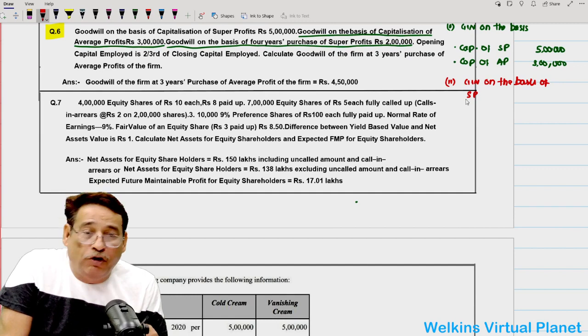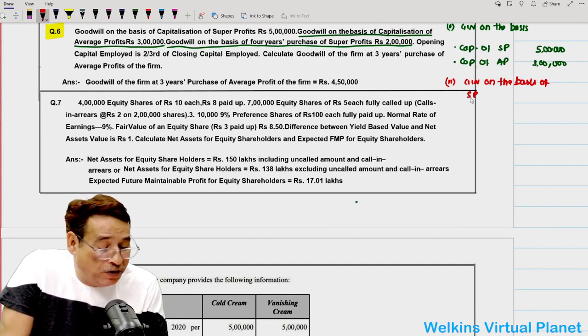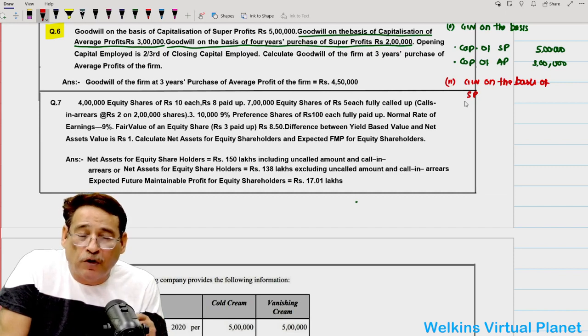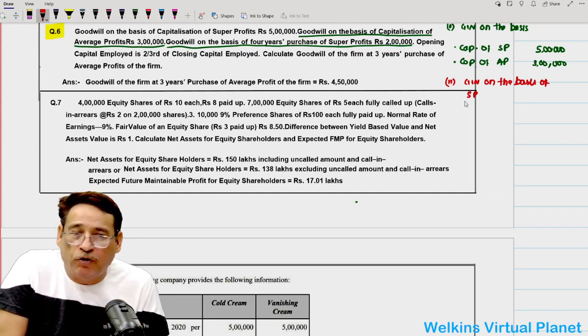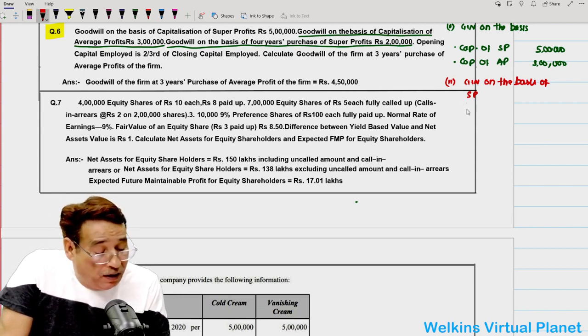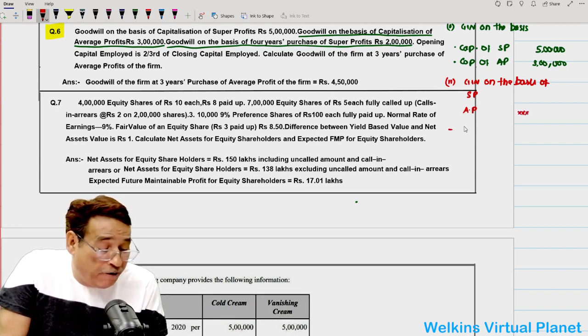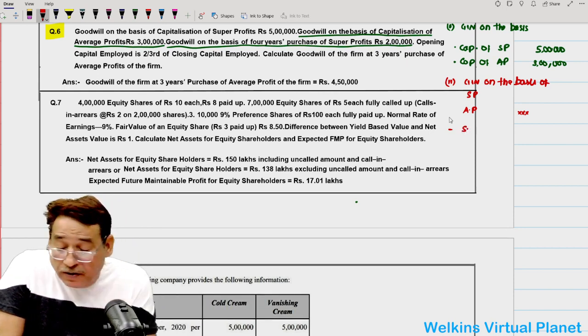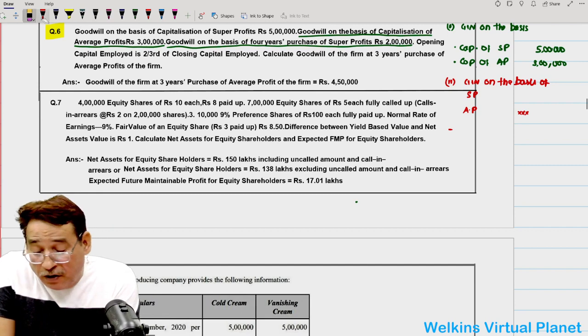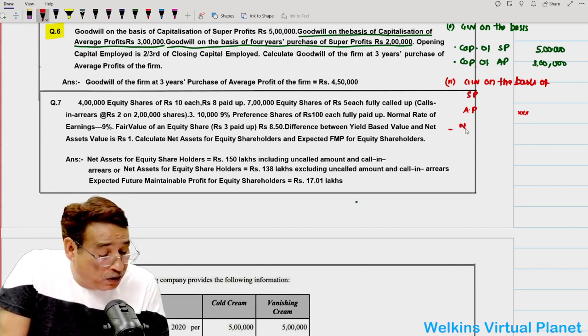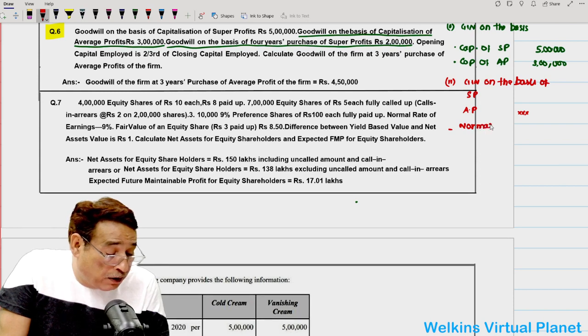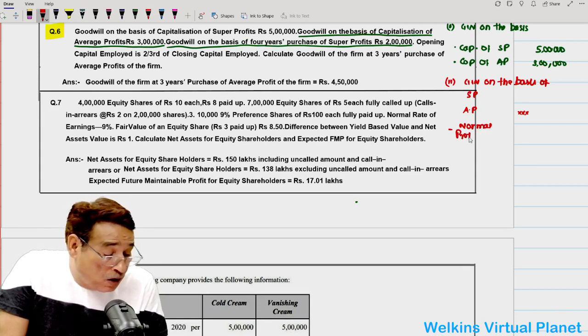If I am going to compute goodwill on the basis of super profits at 4 years purchase, that means first of all I must have computed super profits, and then I must have multiplied it with 4 to compute the amount of goodwill. So in order to find out super profits, we take average profits, and from the average profit we subtract the normal profits, isn't it? And we know that normal profit actually is capital employed into normal rate of return.